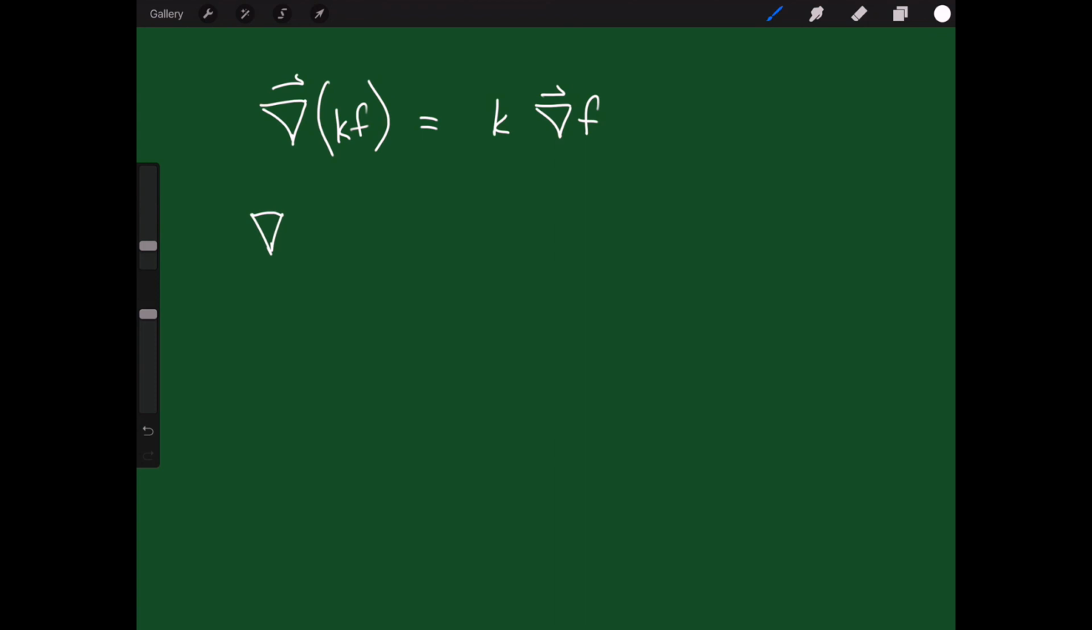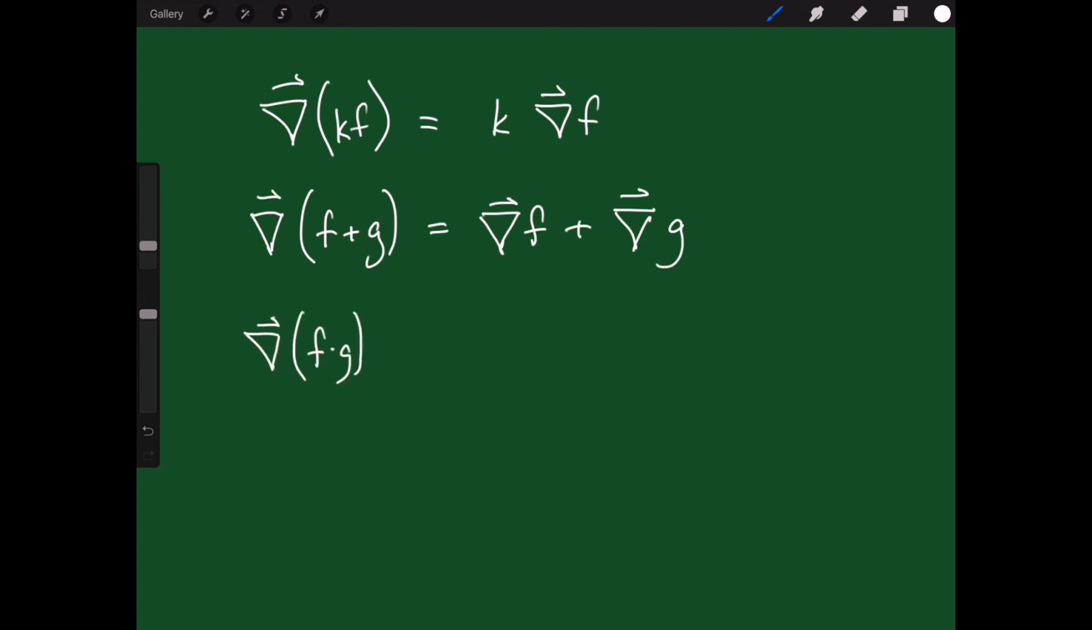Also, if you have the gradient of a function f plus a function g, then that's the gradient of f plus the gradient of g. We have the gradient of f times g is going to be equal to, now this one's interesting, and it's almost kind of like a product rule of sorts, it's going to be f times the gradient of g plus g times the gradient of f.